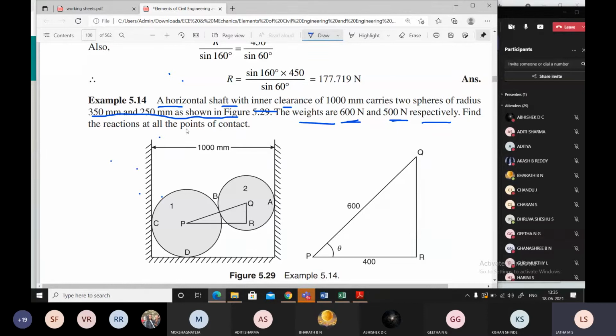Continue the problem. Find the reactions at all points of contact. A horizontal shaft with inner clearance of 1000 mm carries two spheres of radius 350 and 250 mm as shown in figure. The weights are 600 Newton and 500 Newton. Find the reactions at all the points of contact.